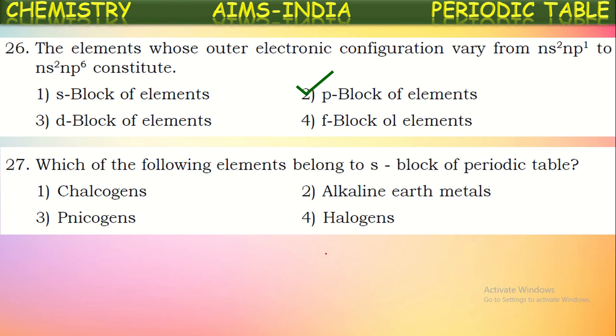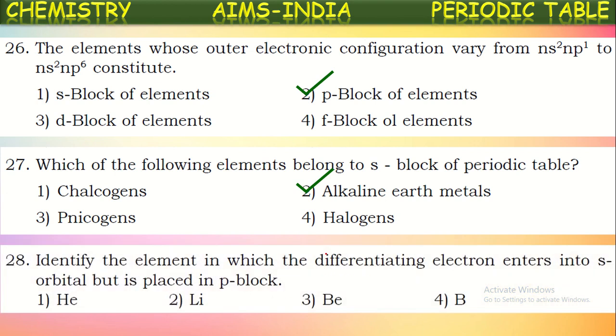Out of these two, they have given alkaline earth metals. So these are called S block elements. Next, identify the element in which the differentiating electron enters into S orbital but it is placed in the P block.